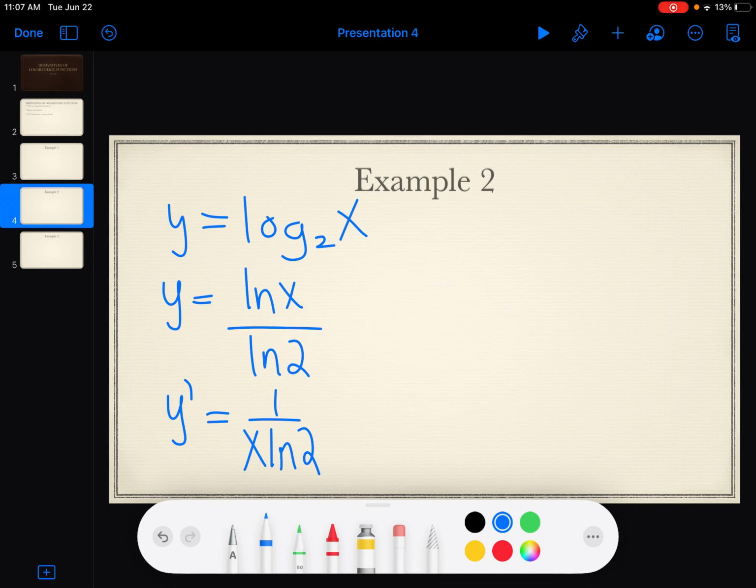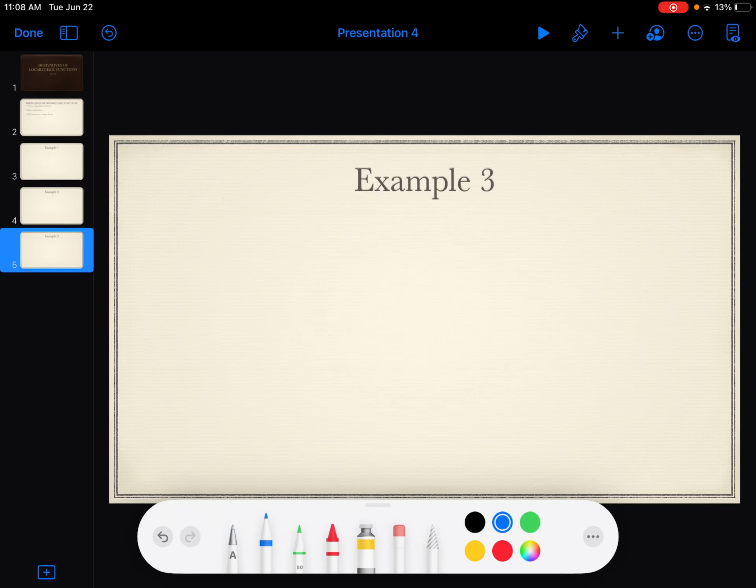This is a pretty easy thing. The only aspect you really need to be aware of is that you've got to know your pre-calc, you've got to know your log laws, and you've got to be able to see that you need to change the log base, and then everything's pretty easy from there. So let's go into our last example.